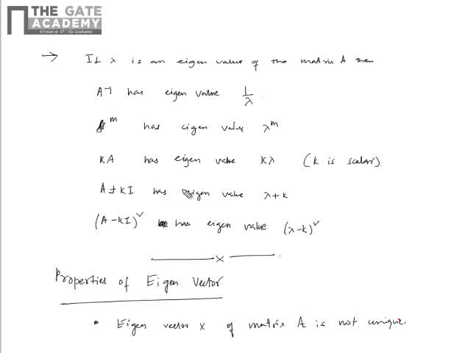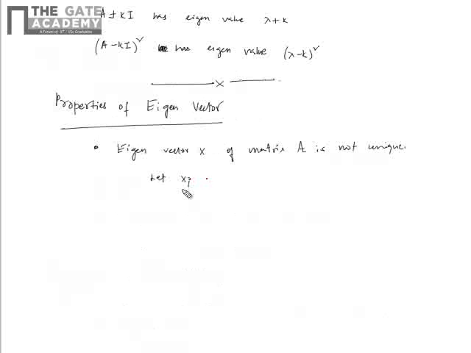So what I mean is that I can always say that if xi is the eigenvector, then C xi is also an eigenvector, where C is some constant multiple. This property we have already seen in the example.